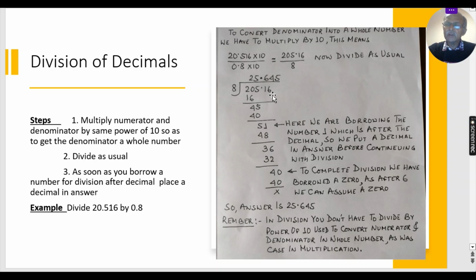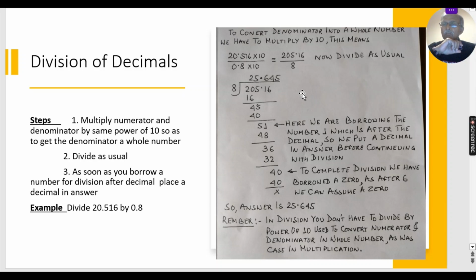I borrow the next number, that is 6, it is 36. Now I divide, it will go 4 times, it is 32. I subtract it, it is 4. And to complete this division, I'll borrow the next number, which is 0 here, or we can assume 0 after this 6. This won't make any difference. So this 0 is borrowed here, that is 40, and it will go 5 times. So my answer here is 25.645.